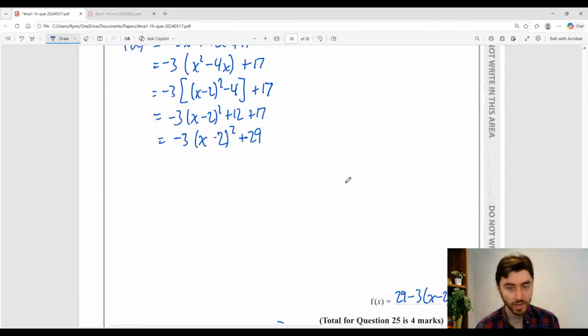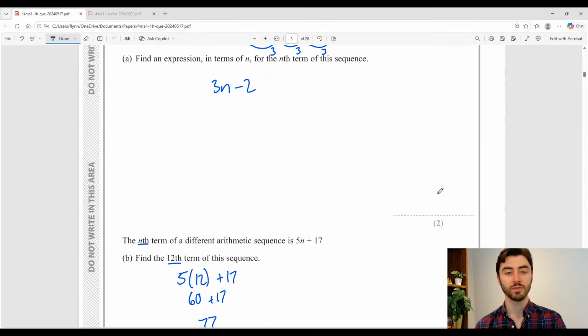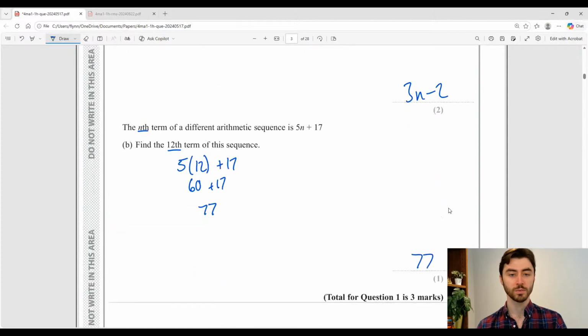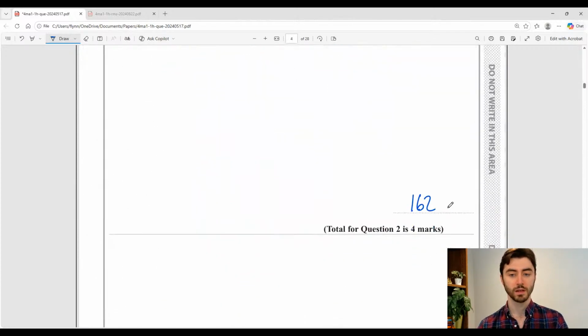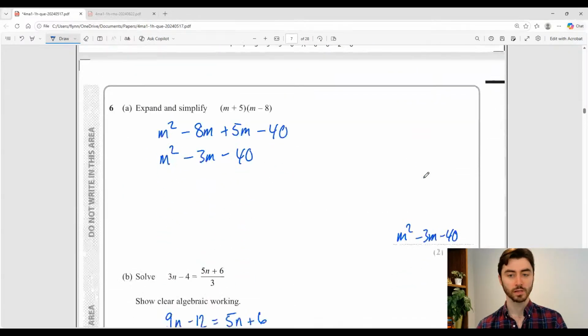Now, this is why we're here. We're going to do some checking. First thing to always check, the second you think you're done with the paper, is to make sure you've answered every part of every question. Easy on this thing. Let's make sure there's something on every available answer line. So that should be 3n minus 2, 77. Yeah, answer line, answered. Yep.